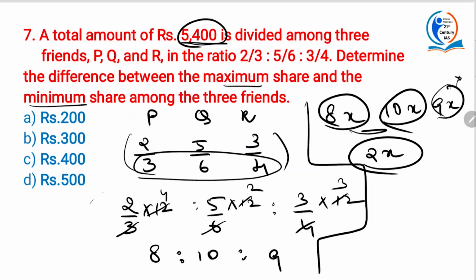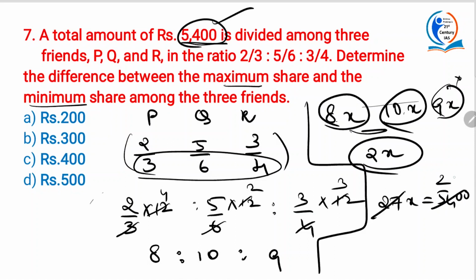Fine. Now, how will you find the value of x? The sum of these numbers is what? 5,400. So 8x plus 10x plus 9x is equal to 5,400. Now, what is 8x plus 10x plus 9x? It is 27x. That is equal to 5,400, right?